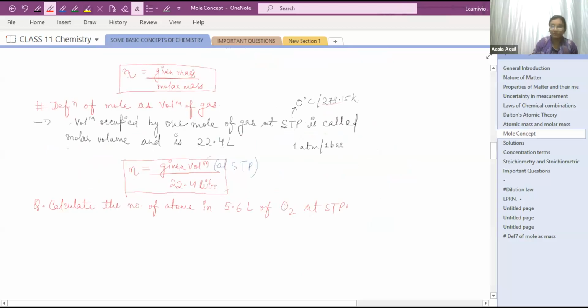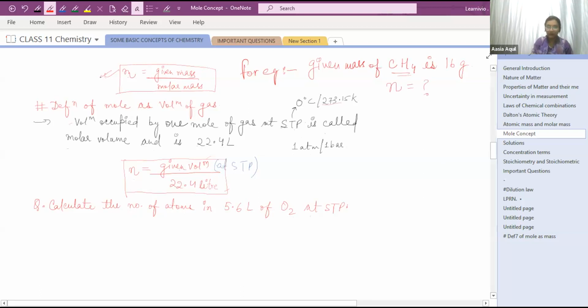Yeah, if the given mass is given, what will be the number of moles? The number of moles will be given mass divided by the molar mass. For example, the given mass of CH4 is 16 gram, right? 16 gram CH4 is given. And you have to calculate the number of moles. What is the number of moles in 16 gram of methane? So how will you calculate?